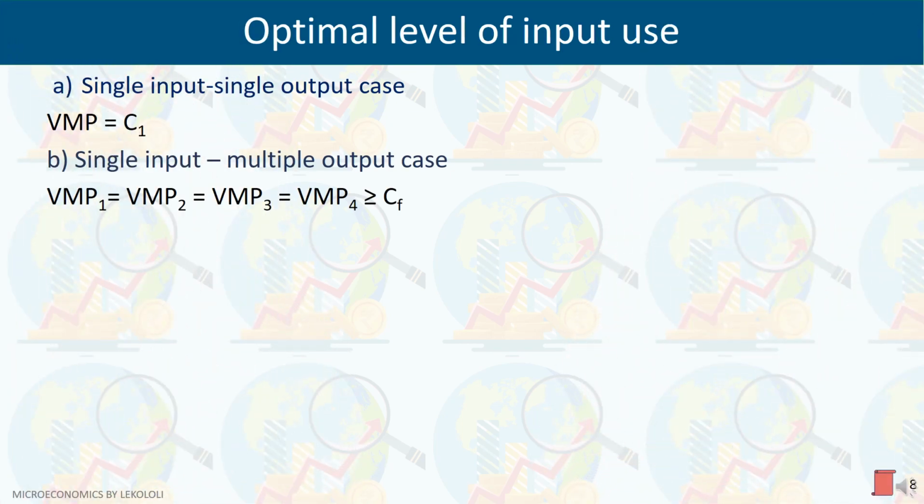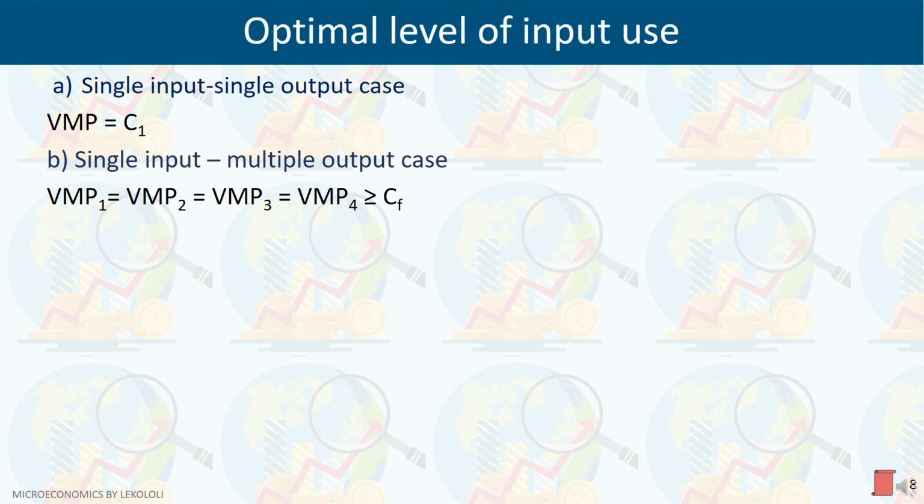The optimal level of input use is essentially the level of input that will help you maximize your profit. Or to put it more simply, it is the amount of resources you should use to get the most out of your business. Now, we may have three scenarios here. One is the single input, single output case. We have the single input, multiple output case. We may have the multiple input, multiple output case.